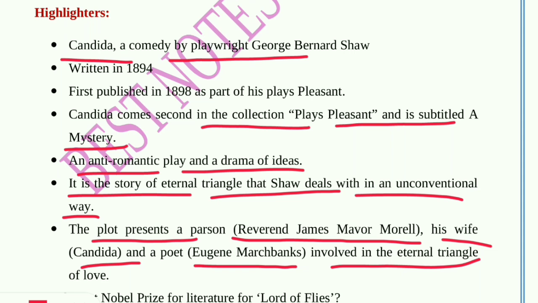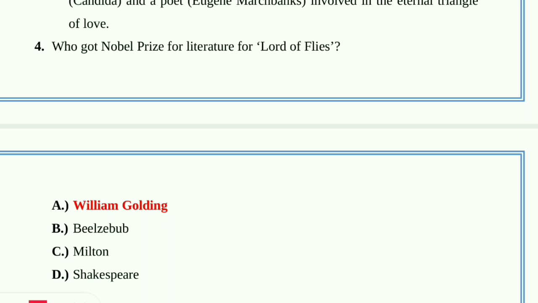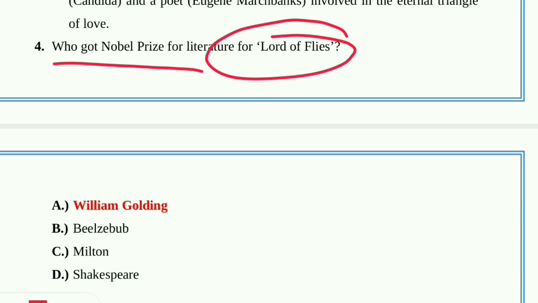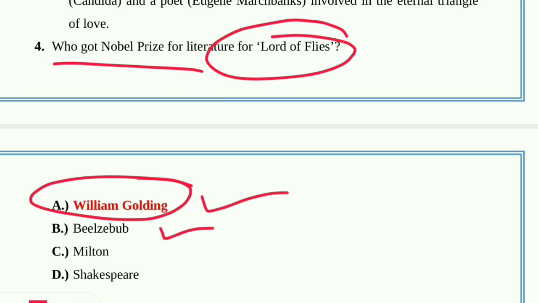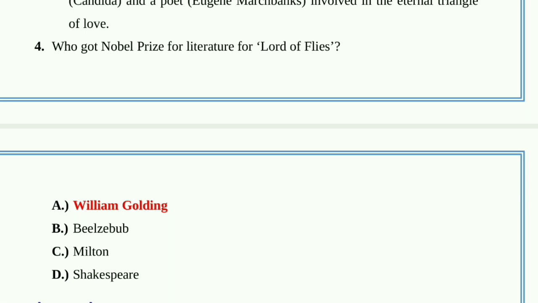Question number 4. Who got the Nobel Prize for Literature for Lord of the Flies? This famous work was written by William Golding. Therefore, the answer is option A. Even then, let's see the options. Option A, William Golding. Option B, Beelzebub. Option C, Milton. And option D, Shakespeare. Here the answer is William Golding.